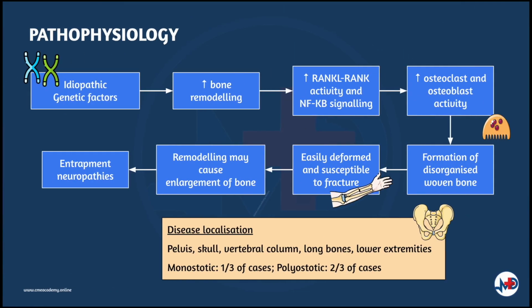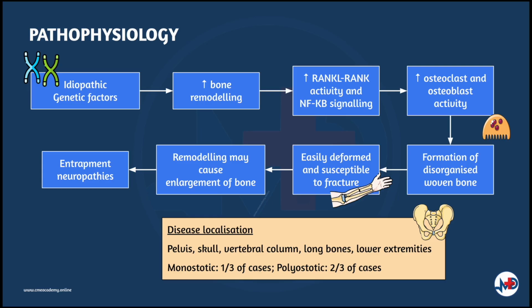The pathophysiology of Paget's disease mainly revolves around increased bone remodeling, and it is estimated to be roughly 20 times the normal rate. This elevated remodeling activity is attributed to the increased RANKL-RANK activity, which increases NF-kB signaling, ultimately promoting bone resorption by osteoclasts. Moreover, there is increased osteoblastic activity, which results in the formation of disorganized woven bone.